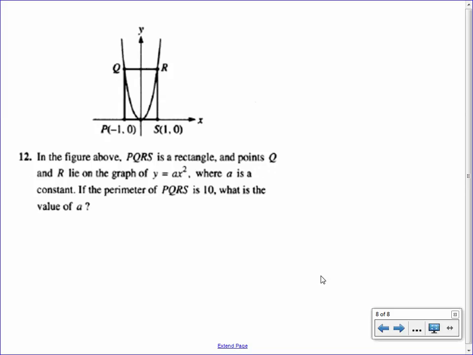This is question 12, test 7, section 3, page 772. It says in the figure above, PQRS is a rectangle and points Q and R lie in the graph of y equals a times x squared, where a is a constant. If the perimeter of PQRS is 10, what is the value of a?